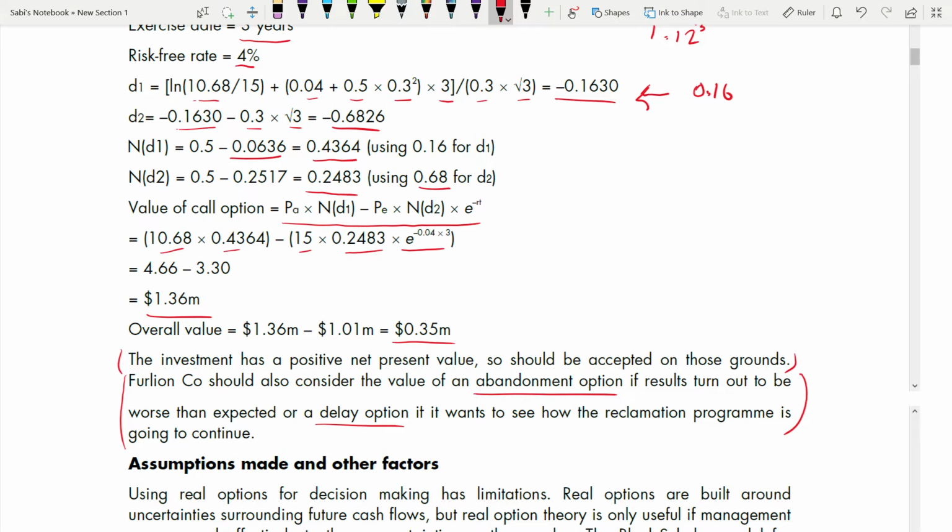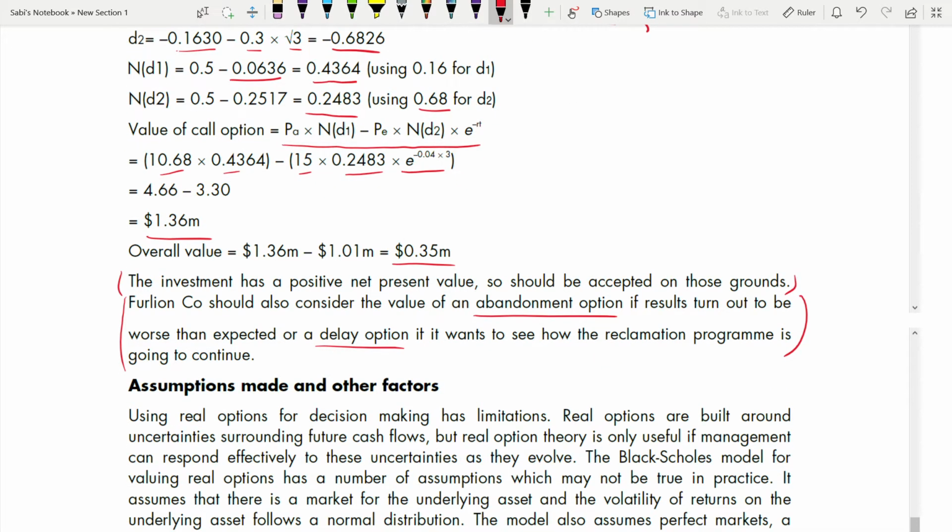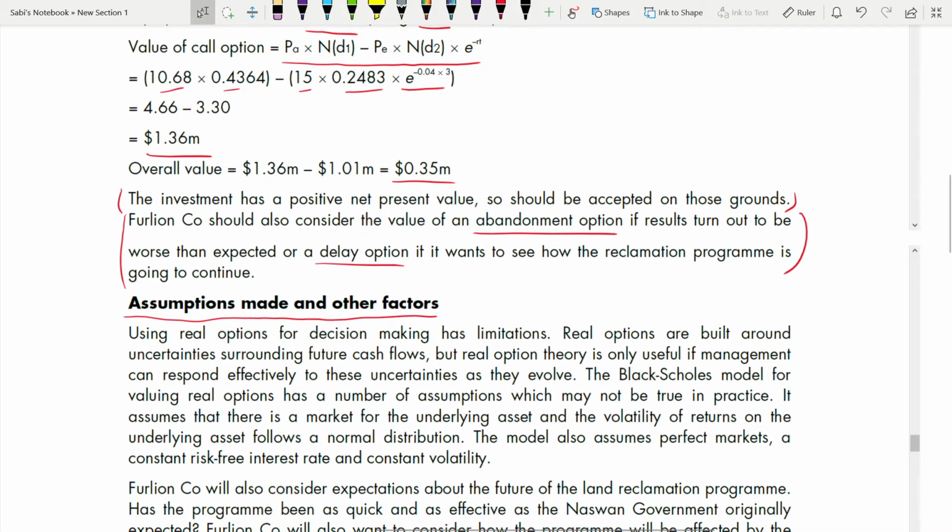Okay. Now, put this in subheading. Whenever you're answering a different requirement in one requirement, you have to put subheadings to separate it. So here we have to talk about assumptions, means, and other factors that the requirement asked us. Okay.